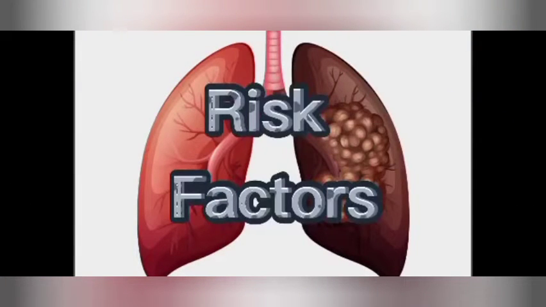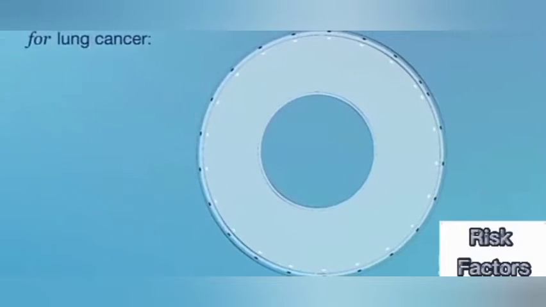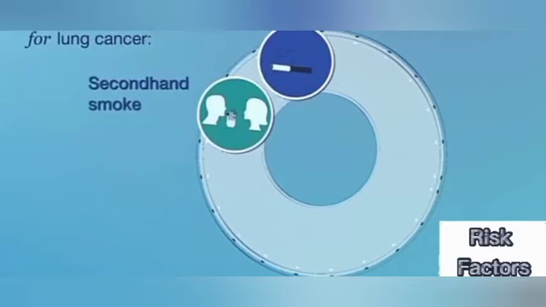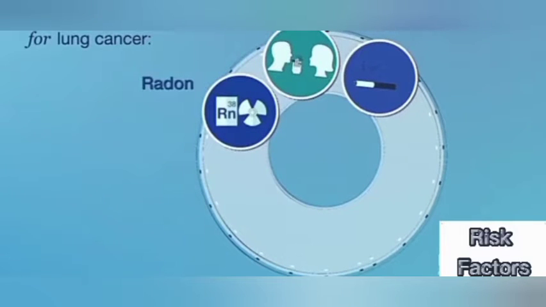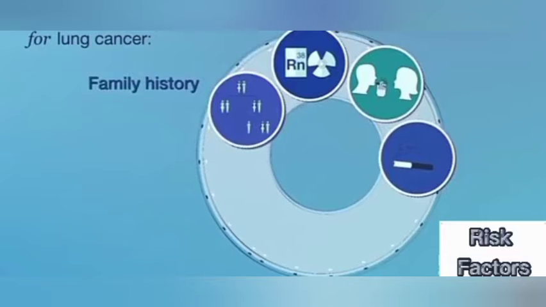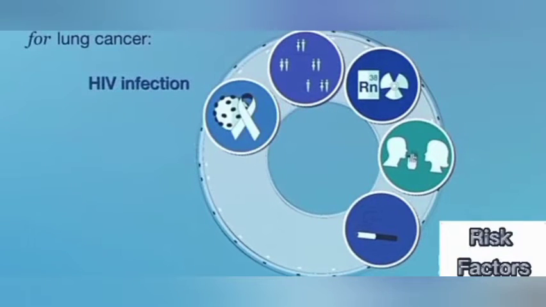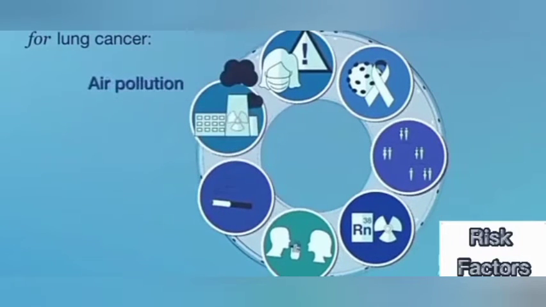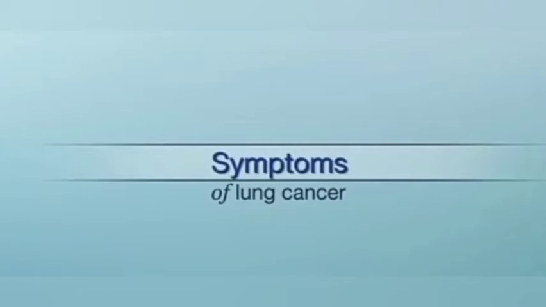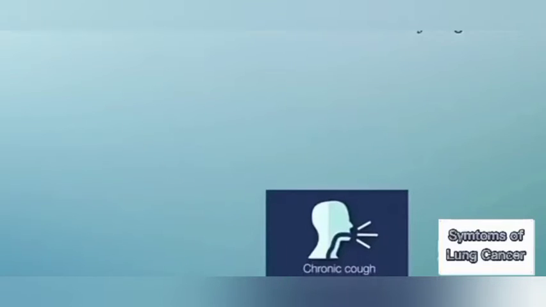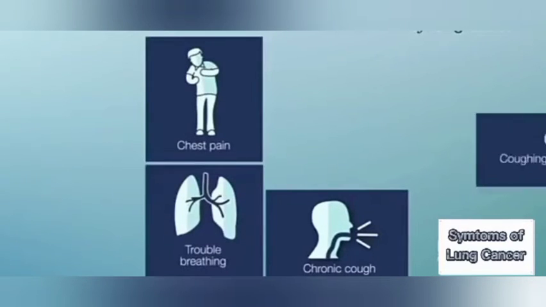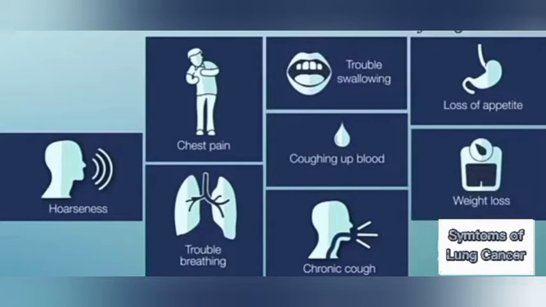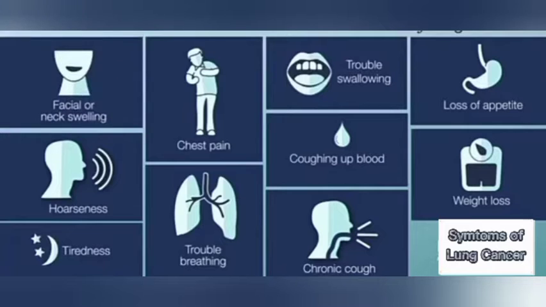Let's talk about its risk factors. The most important risk of lung cancer is smoking. Other risk factors include breathing secondhand smoke, exposure to radon, having a family history of lung cancer, HIV infection, exposure to harmful chemicals, and lastly, air pollution. Now let's discuss the symptoms of lung cancer. We have here chronic cough, chest pain, trouble breathing, coughing up blood, hoarseness, loss of appetite, trouble swallowing, weight loss, tiredness, and facial or neck swelling.